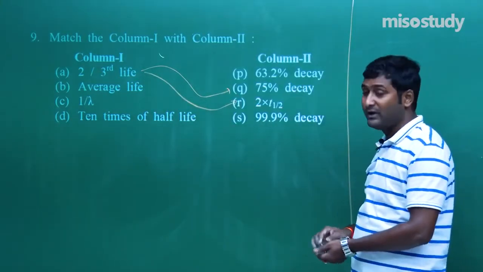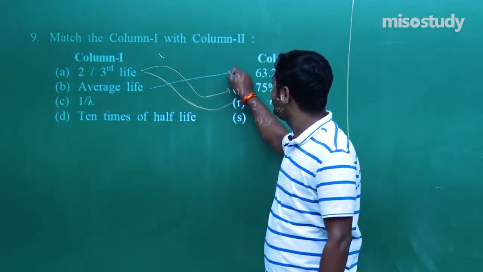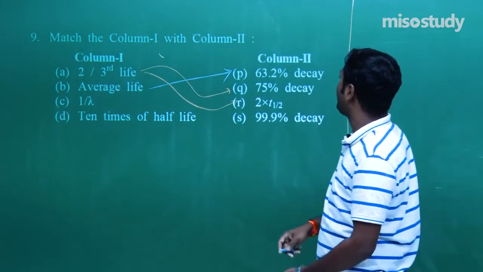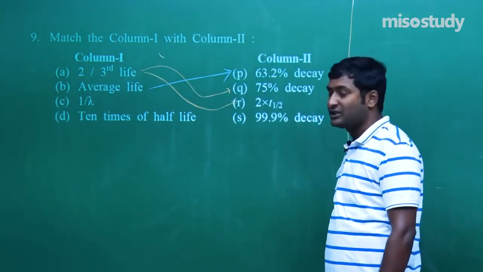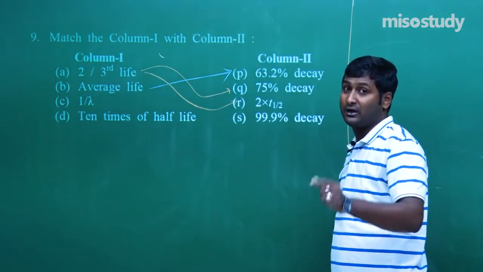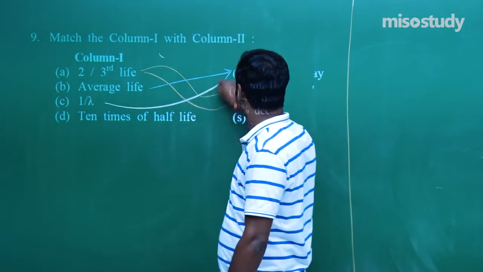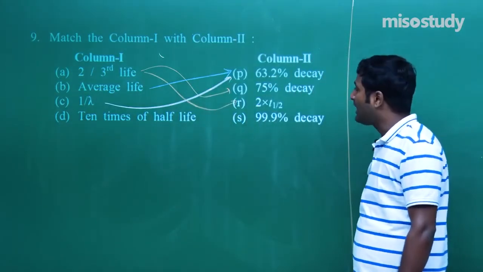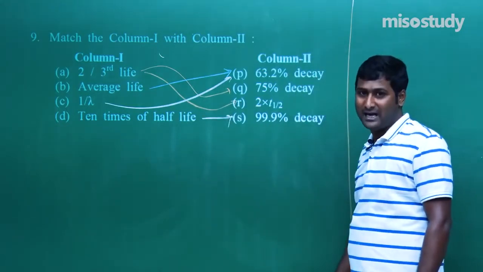Now average life, I have discussed this thing. Average life is the time required when 63.2% decomposition of a radioactive substance takes place. Complete derivation was given by me. Now 1 upon lambda represents average life, which is also equal to 63.2%. 10 times a half-life, we know, is 99.9%.